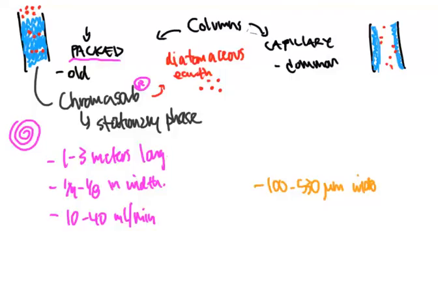Again, micro means a millionth, right? It's 10 to the minus sixth. This is a millionth of a meter. Super, super tiny. And that's why you cannot have a lot of sample that you inject onto these columns. Now, how long are they? Well, a packed column is anywhere between 1 to 3 meters, and a capillary column is traditionally anywhere between 30 to 100 meters long.